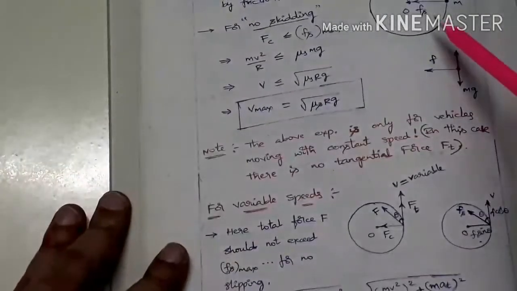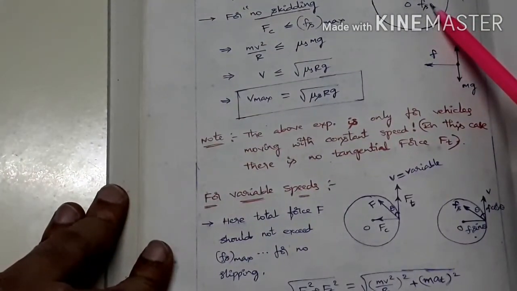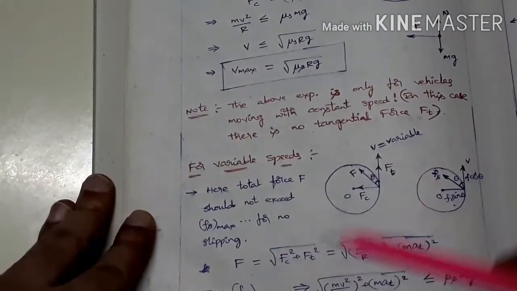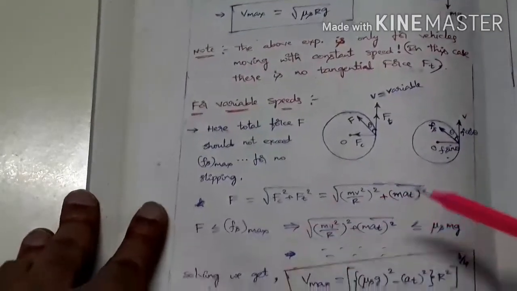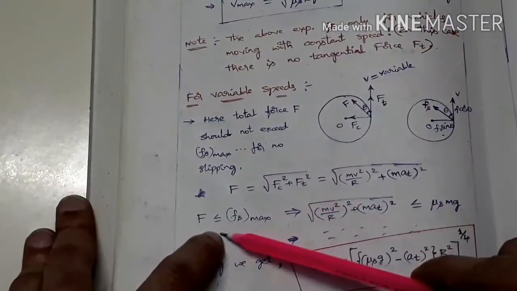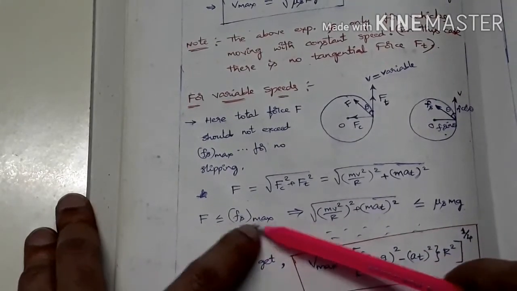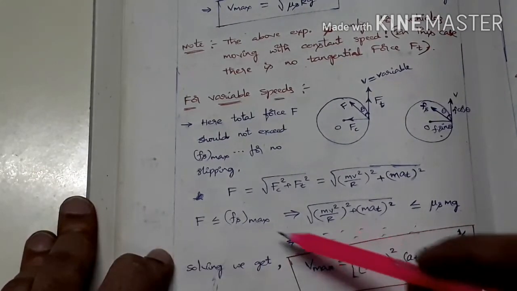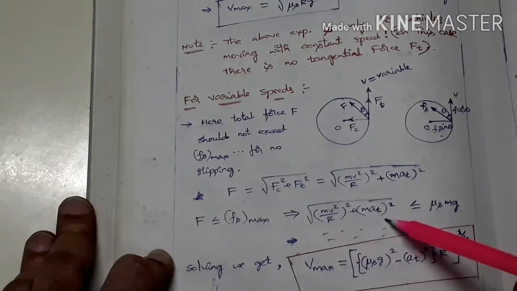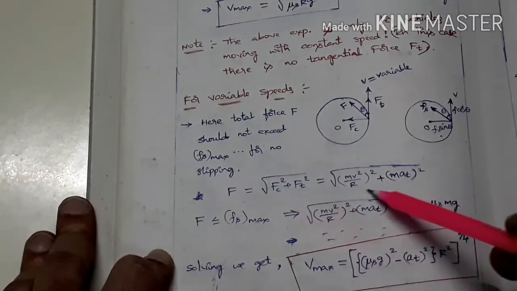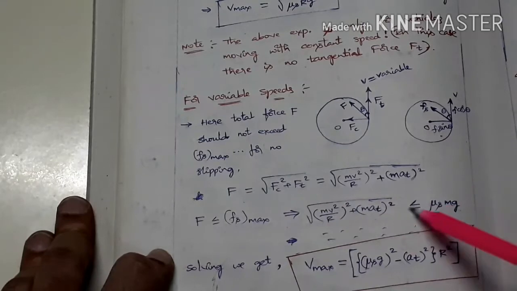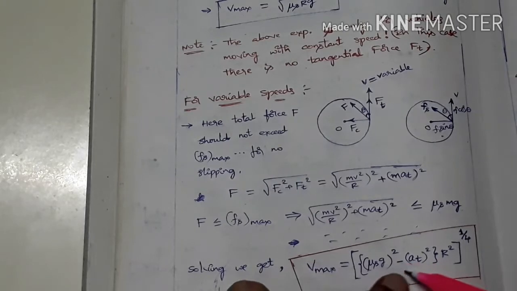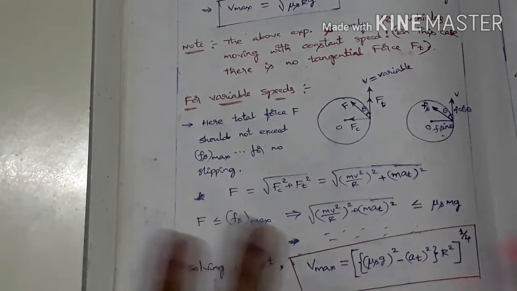In the earlier case, the centripetal force Fc must be less than or equal to Fs max. But here, along with the Fc, Ft is also there. So now we have to consider the resultant force, that is F. So F must be less than or equal to Fs max. So what is F here? F equals root of Ft square plus Fc square. So this much is less than or equal to mu s mg. Solving this, we get v max equal to the square root of the bracket (mu s g) whole square minus at square, whole bracket, times r square. This is the value we get here.